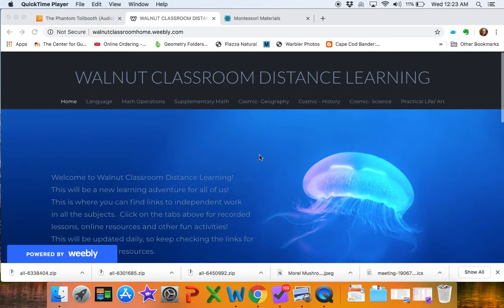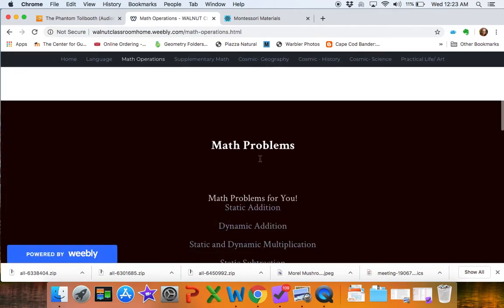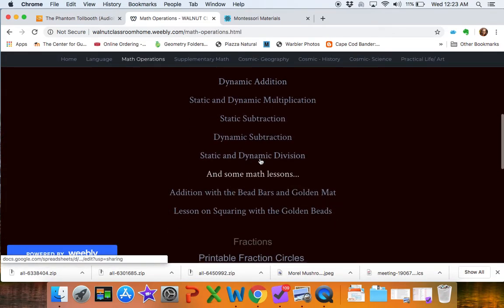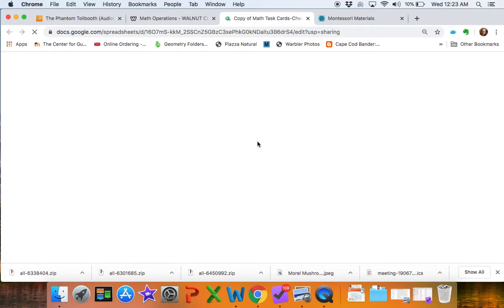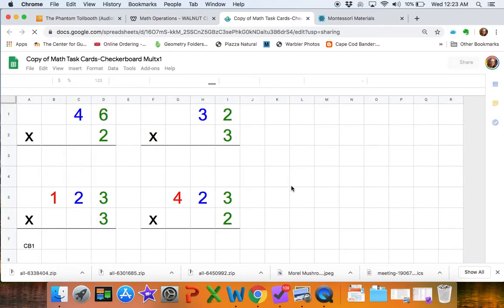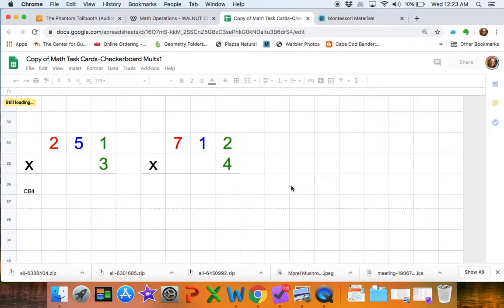As requested, here is a lesson on using the virtual stamp game for multiplication. Starting at the Weebly homepage, you'll go to Math Operations and then find math problems of the type that you are wanting to do. In this case, we're going to do static and dynamic multiplication. And we're just going to do one of these problems. How about this one?